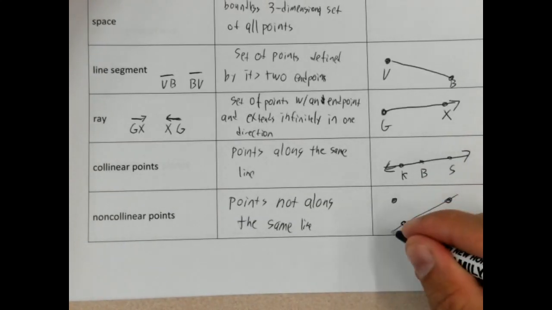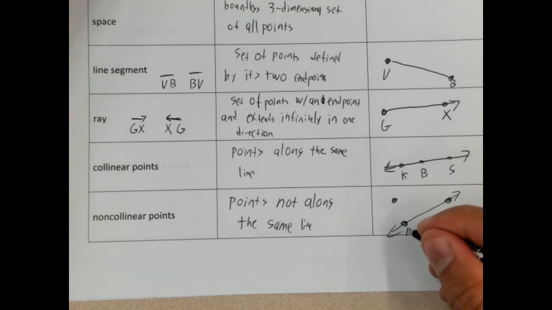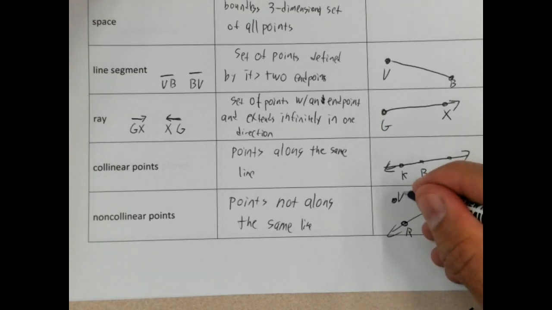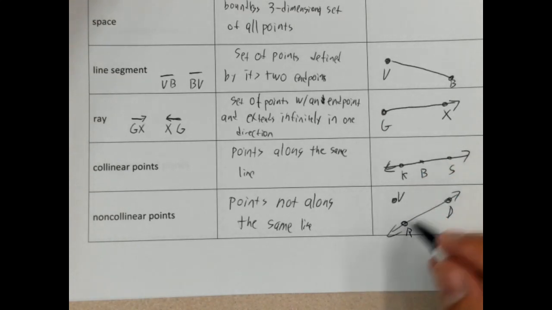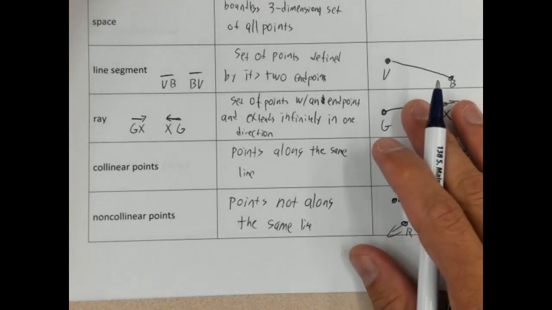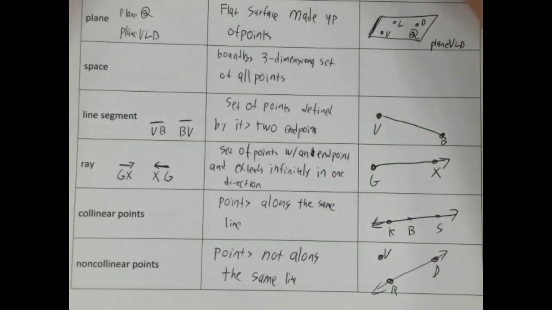Well, they're not all on the same line. So R, D, V. So V is not along this line. Therefore, this is not collinear to these two. Pretty straightforward. Okay, that covers the first page. The next part, coplanar points.